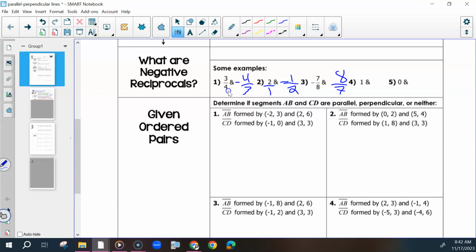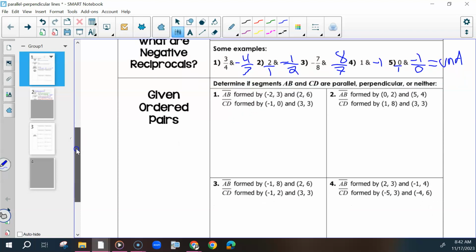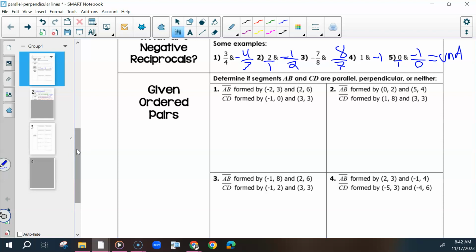What about negative 1? Negative 1. This one's a little tricky. So we have 0, which is over 1. If I take that and I flip that, what would that be? Undefined. So they don't look similar, flipped, whatever, but you have to know that 0 and undefined are going to be perpendicular no matter what. Those are going to be trick questions. Great. So we're going to do a few of these and then go on to the next piece.